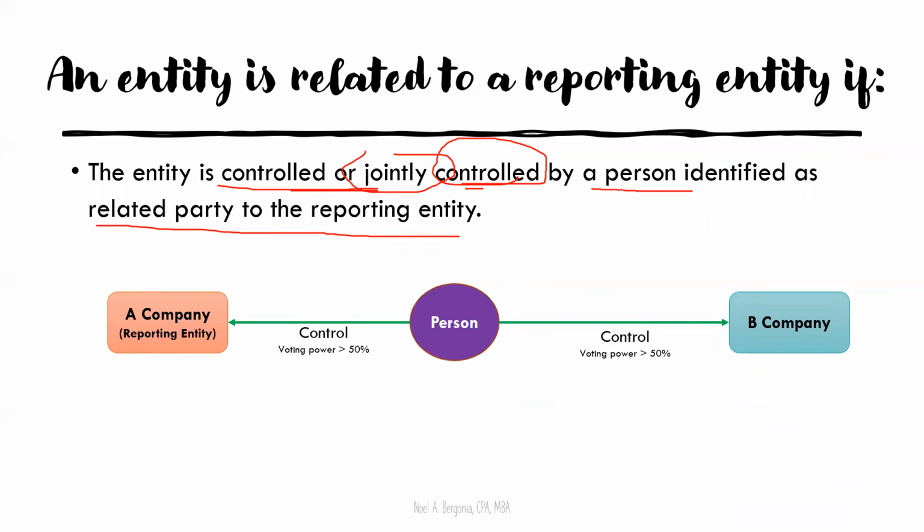Marami siyang pera, 'di ba? So more than 50% yung kanyang share. So right now, since ganito yung relationship ng person and company A and the person and company B, that person has both controls over the two different companies, company A and company B. Now based dito sa premise na binasa natin kanina, the entity is controlled or jointly controlled by a person identified as related party. Thus, in this case, we have identified the person to be related party with company A and company B. Thus, company B is now considered as a related party to company A and vice versa. So magka-related party na itong dalawa dahil doon sa control na meron yung isang person.